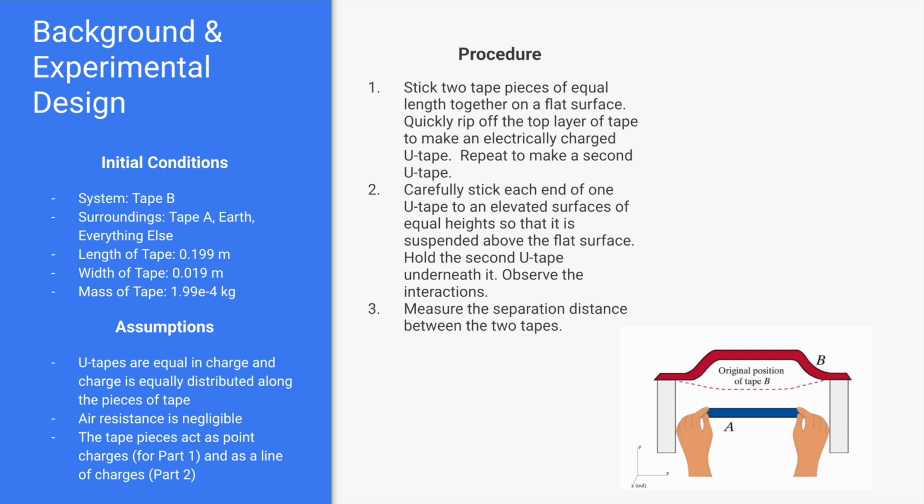So we acted under the assumption that the two tapes are equal in charge and the charge is equally distributed along the pieces of tape, as well as air resistance being negligible. And for part 1, we assumed that the tape pieces acted as a point charge each in the center of the tape, and then as a line of charges for part 2.